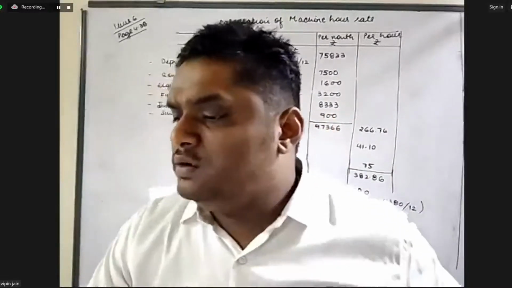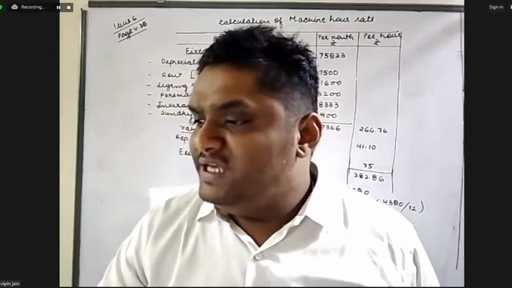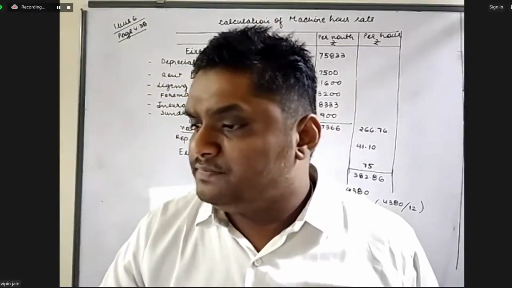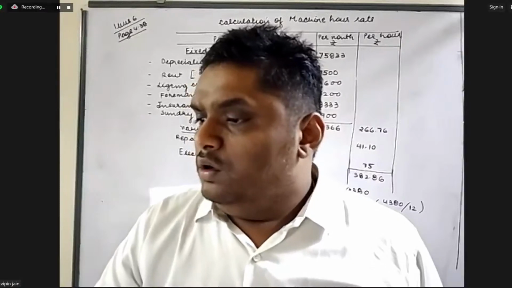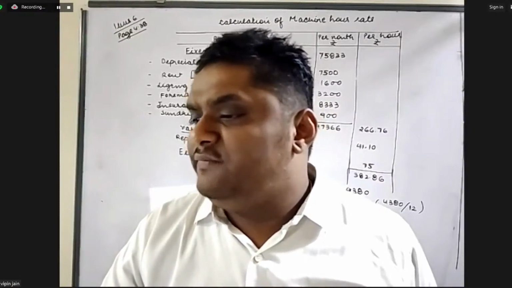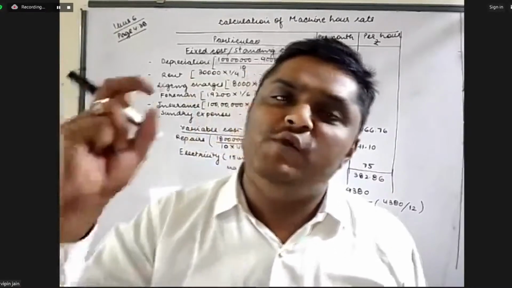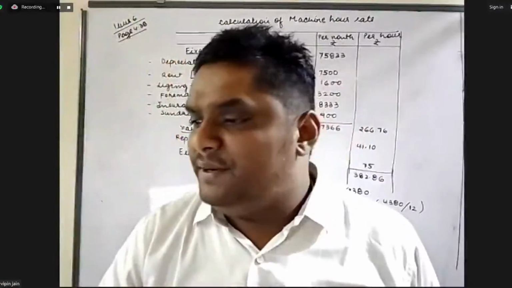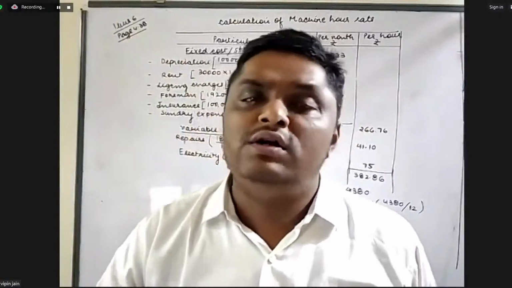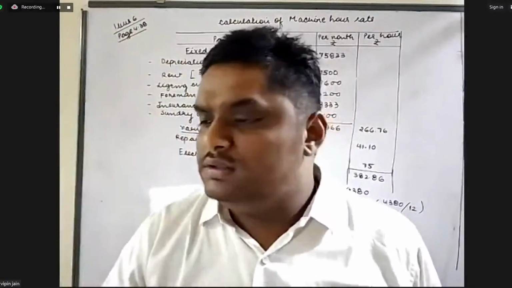If you guys have any doubts, then please post your query. So I have got a few queries. When calculating the machine hour rate, we need to calculate fixed and variable cost. Yes, Gomti, we have to consider fixed and variable cost separately. Yes, Ashok, we have to divide the cost, that is fixed cost and variable cost.